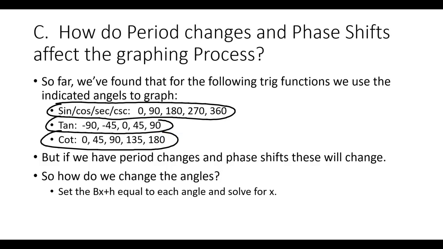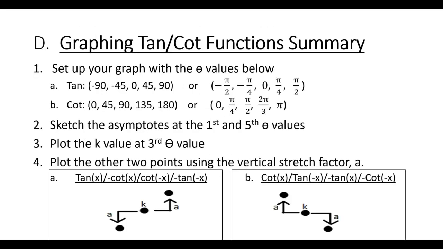So for now, I'll just say what it is, but it probably won't make sense until we get to an example. But how do we change the angles? How are we going to get the right angles with these shifts? Basically, what we're going to do is take the bx plus h, so for instance, if you had this, you're going to take that piece there, set it equal to each one of these and solve for x, and every x you get will be the new angle. So this will transform the angles for you. All right, but we'll get there in a minute.